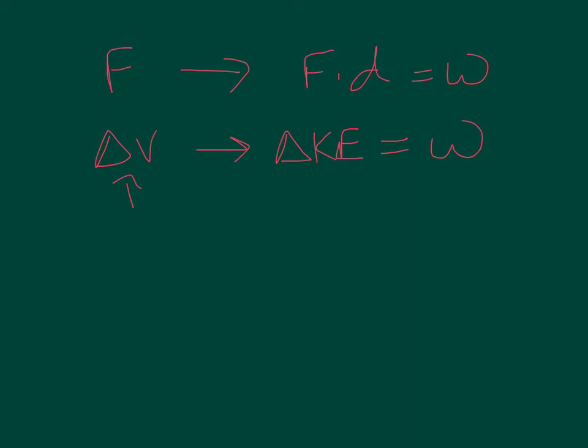Instead of going and finding your acceleration with your change in velocity, and then finding how far it went, it's much easier to just use the change in kinetic energy, or sometimes it'll be the change in gravitational potential energy. Generally, it's the change in kinetic energy, but sometimes it is the change in gravitational potential energy, because remember, energy is the ability to do work, so change in energy goes to work.